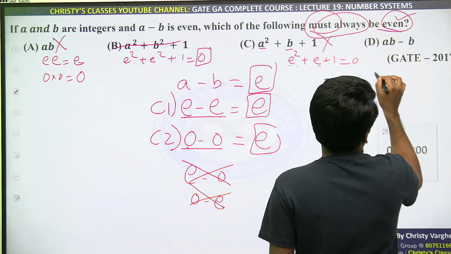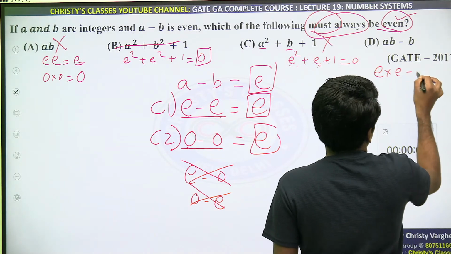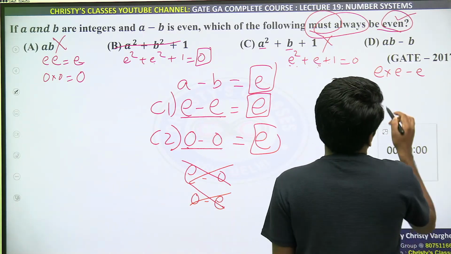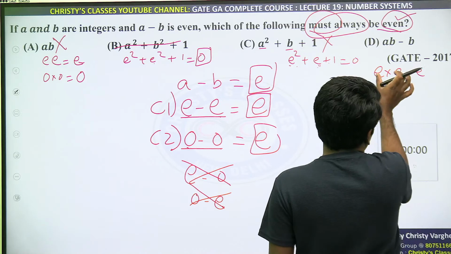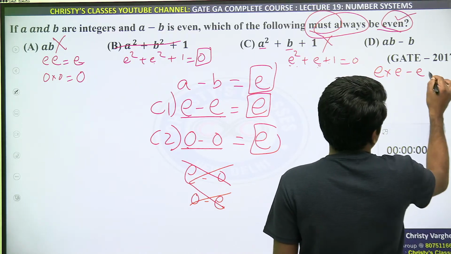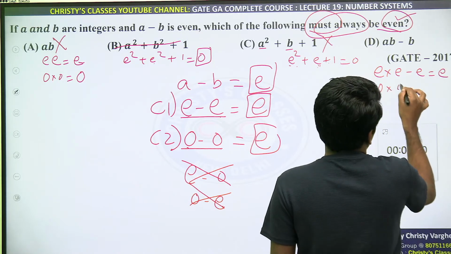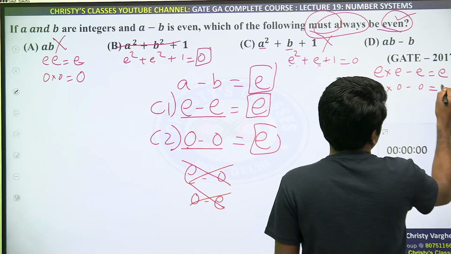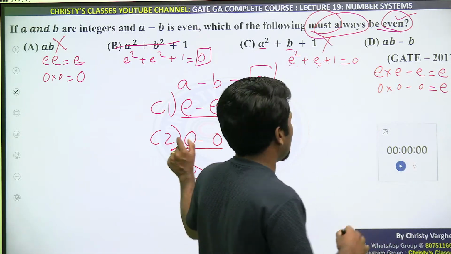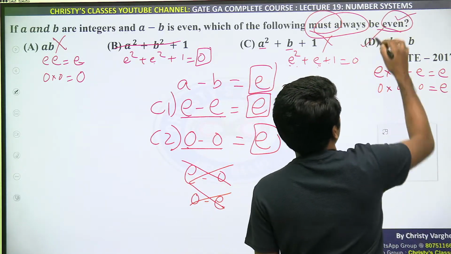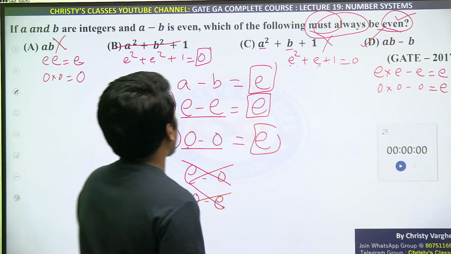Let us verify anyway. E into E minus E. First case: E into E is E itself, and E minus E is going to be even only. Odd into odd is odd, and odd minus odd is even itself. So option D is clearly the answer. Are you all understanding this?